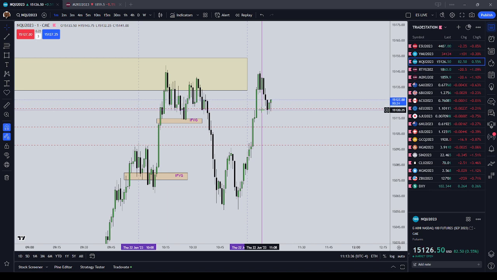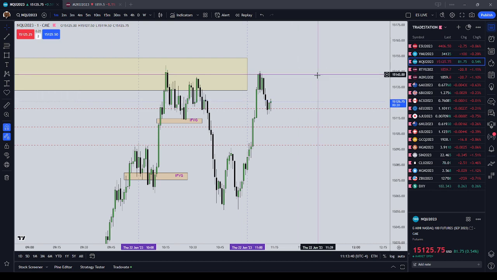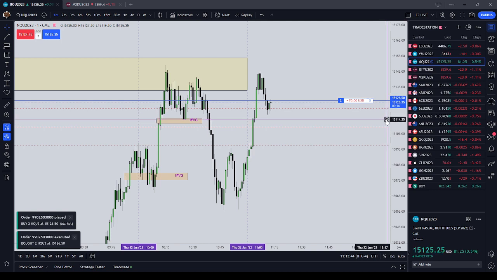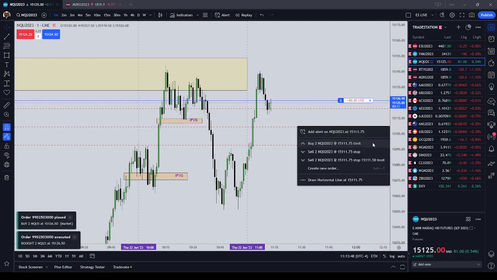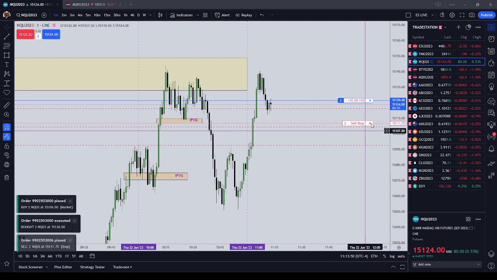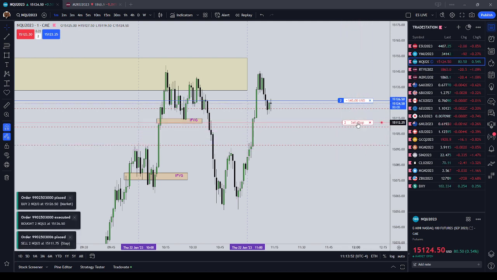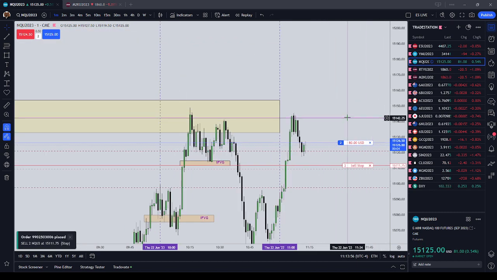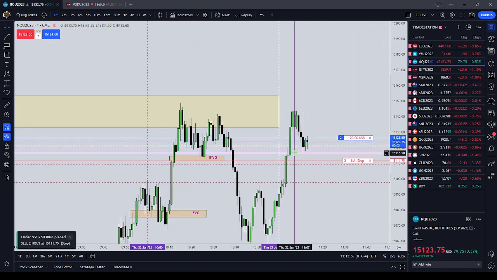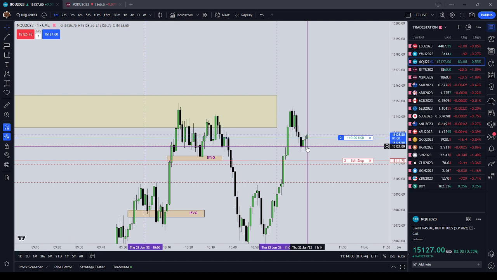Respecting this fair value gap, I'm actually going to get long too, and I don't want to see a trade into this fair value gap, so let's put a stop there. Put a stop right there. I want to see a trade there. I'm getting long too because we're respecting this fair value gap.